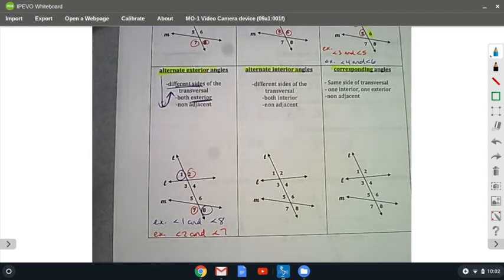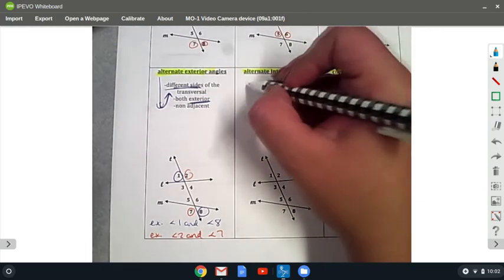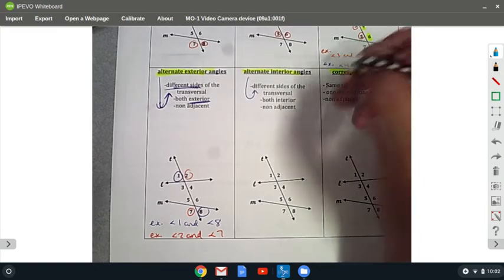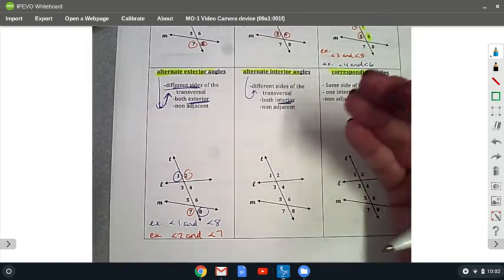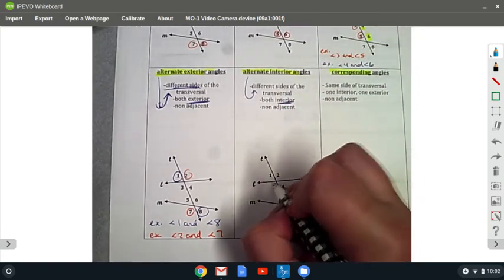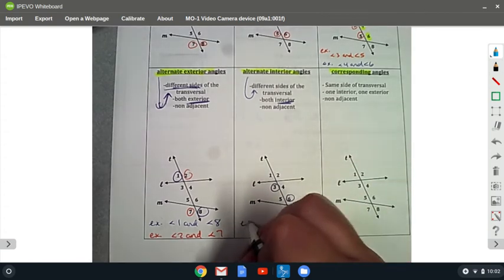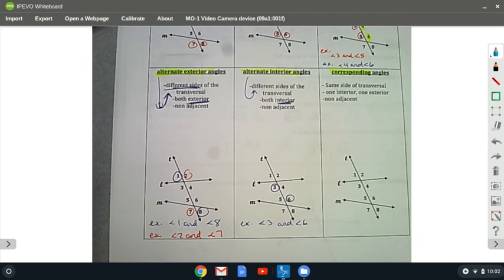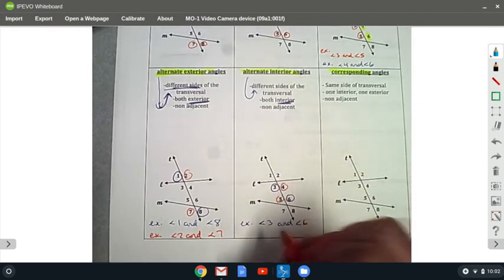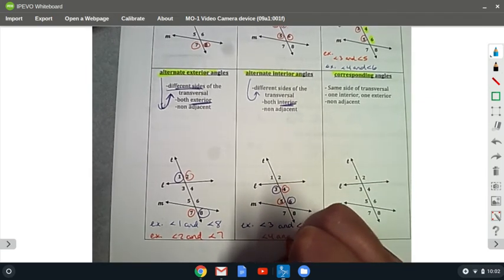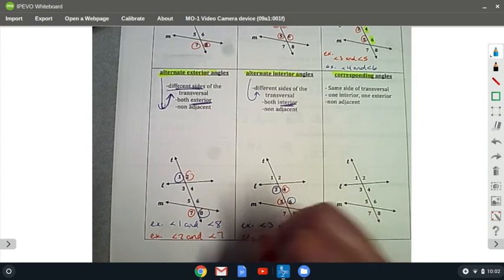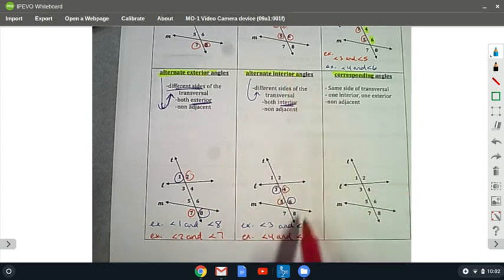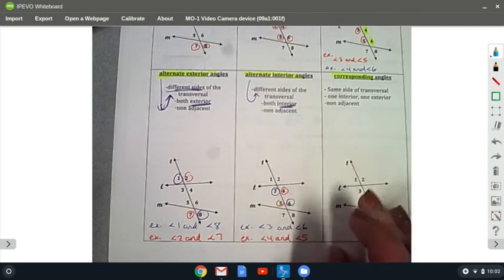The next one is alternate interior, very similar. Alternate means we're on different sides, but interior means we are inside. So now 3 and 6 would be an example. And my other example would be 4 and 5. So that word interior tells me I'm talking about inside angles, but alternate tells me they're on opposite sides.